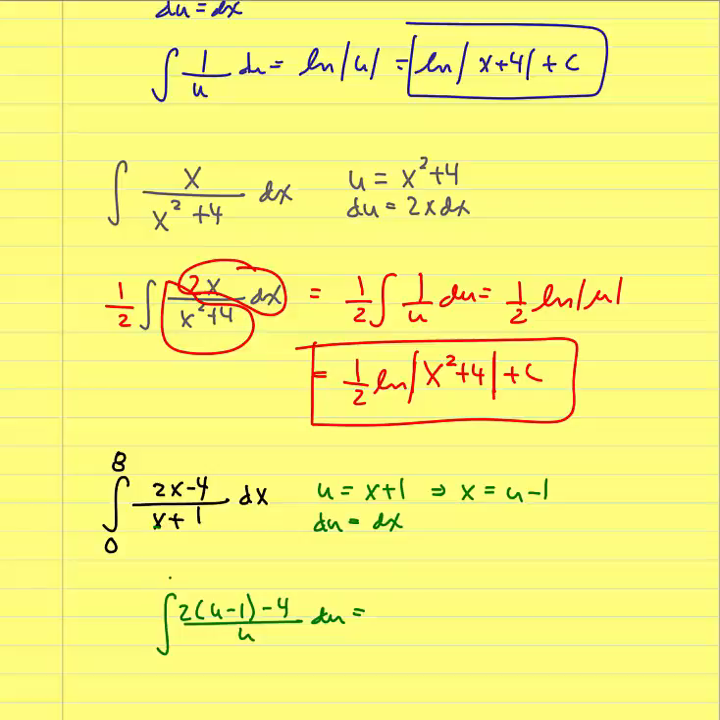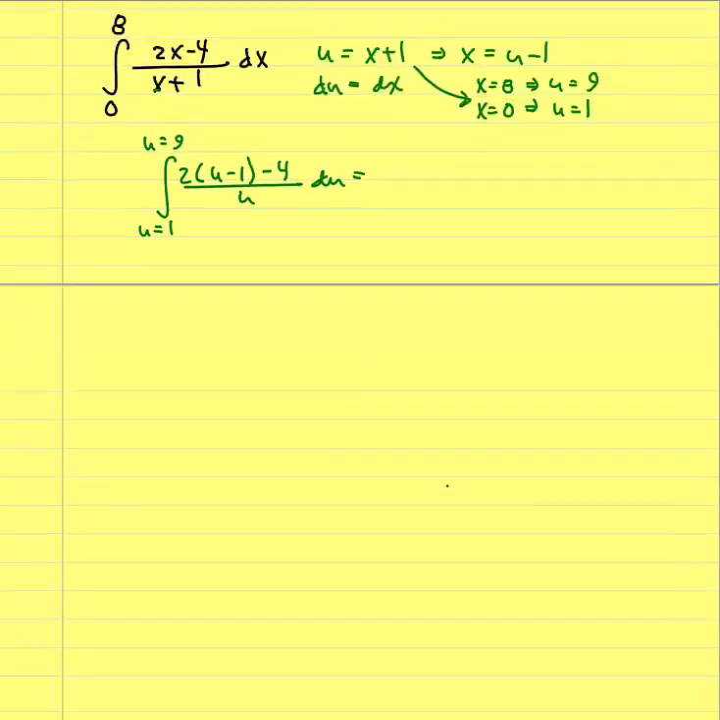Now notice I dropped my limits of integration. If I wanted to, I could convert my limits of integration. Remember, my upper limit is x equal 8 and my lower limit is x equals 0. This would imply that u would equal 8 plus 1 is 9. This would imply that u is equal to 0 plus 1 is 1. So I'm going to write these in as u so I don't forget that I don't have to convert back if I don't want to. In fact, I shouldn't convert back after I change my limits of integration.